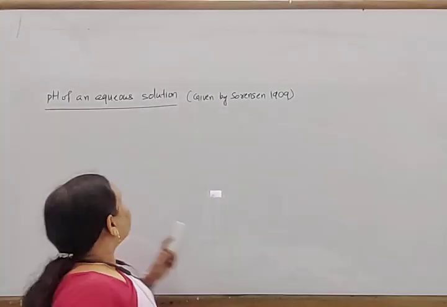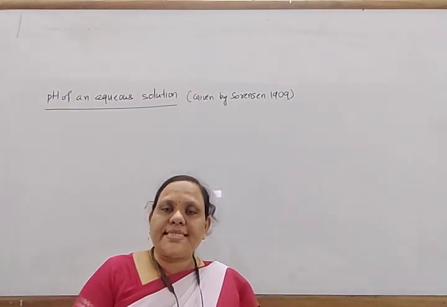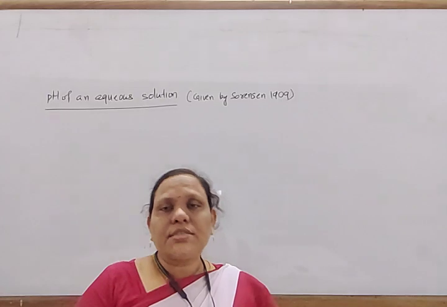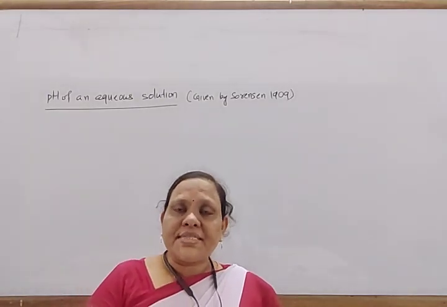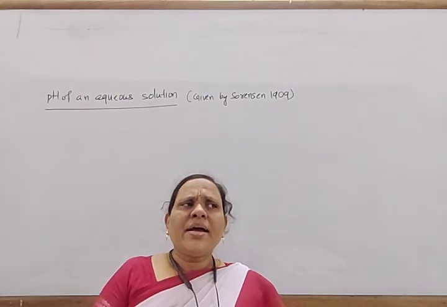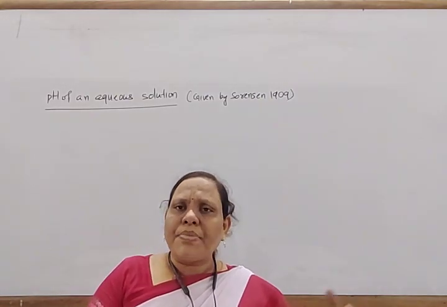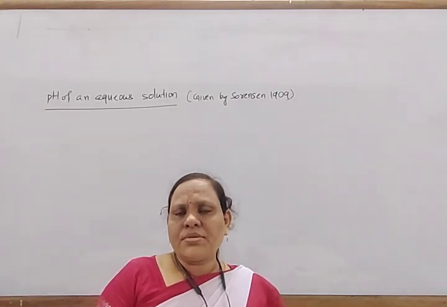Next comes the pH of an aqueous solution, or simply, what is pH? pH is another way to express the concentration of a solution. Actually, what is the concentration of the solution? 10 to the power minus 5 M, 10 to the power minus 6 M. Expressing it in this way becomes difficult.